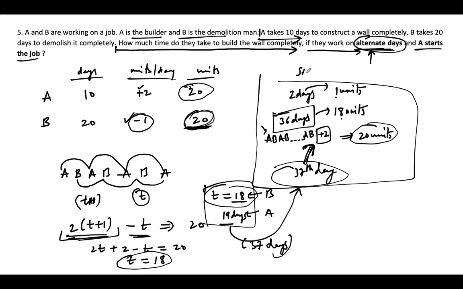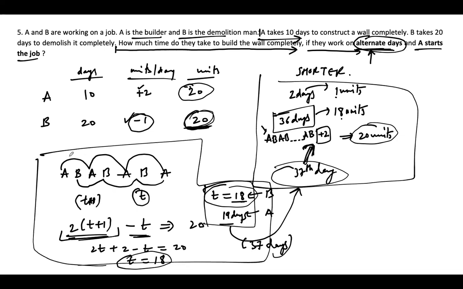Okay, this was the shorter approach, I'd say. But if you have confusion, you can go via this way as well. Is it clear to everyone? The important point is A will be finishing this job. Okay, cool.